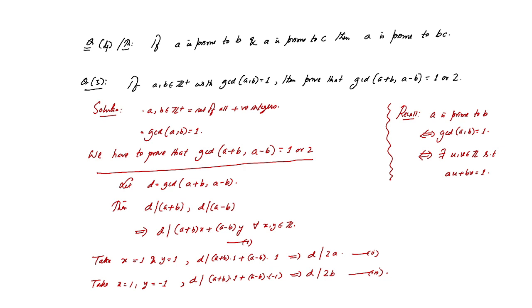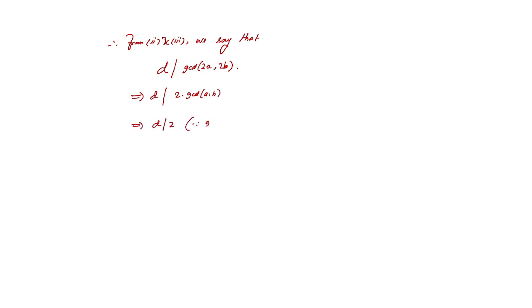So from 2 and 3, what can we say? Therefore, D divides GCD of 2A, 2B, because D divides 2A and D divides 2B. That means D divides 2 times GCD of A, B, and it is given GCD of A, B equals 1, so D divides 2. Since they are co-prime, relatively prime to each other, D divides 2. That means D will be either 1 or 2, because the greatest common divisor is always non-negative. It will not be minus 1 or minus 2, it will be 1 or 2.